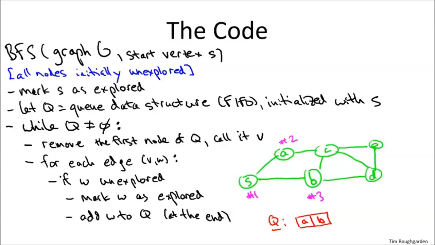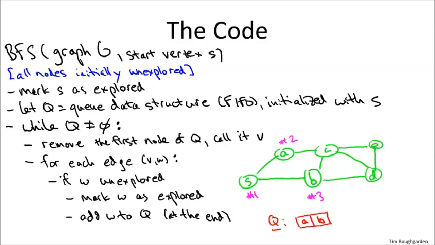So now we go back up to the while loop. We say, is the queue empty? Certainly not. It actually has two elements. Now we remove the first node from Q. In this case, that's the node A. That was the one we put in before the node B. And so now we say, well, let's look at all of the edges incident to A. In this case, A has two incident edges. It has one that it shares with S, and it has one that it shares with C. And so if we look at the edge between A and S, then we'd be asking in the if statement, has S already been explored? Yes, it has.